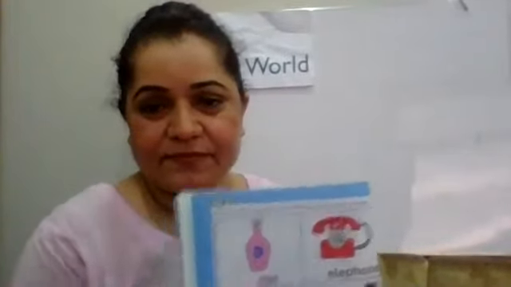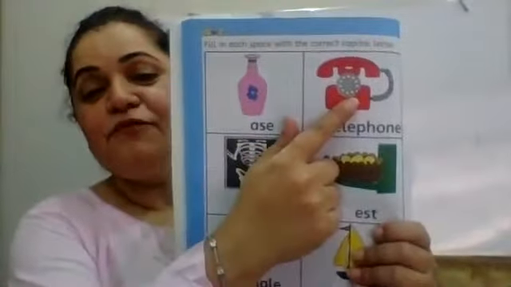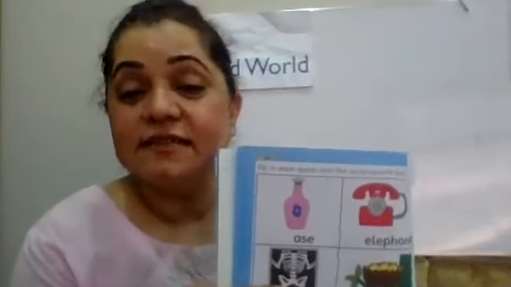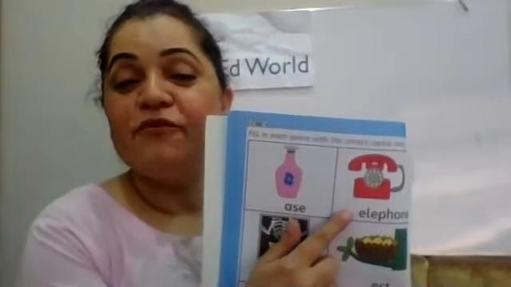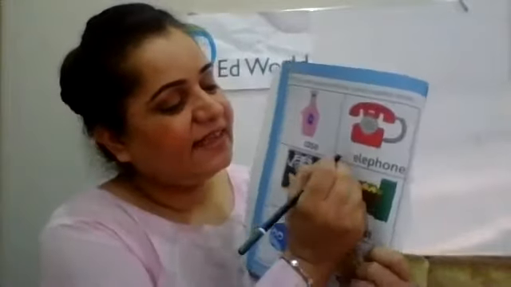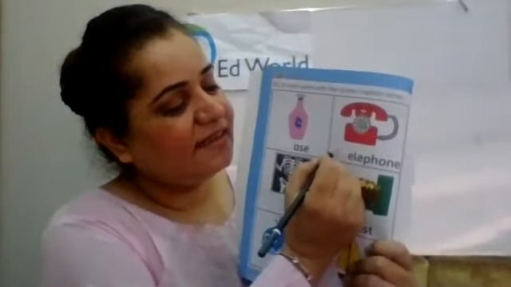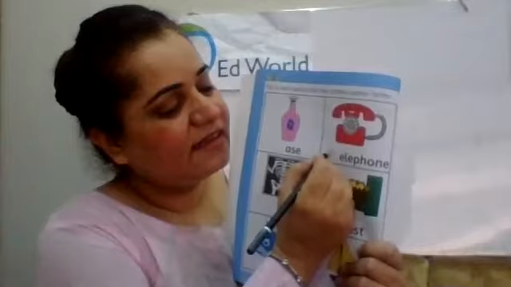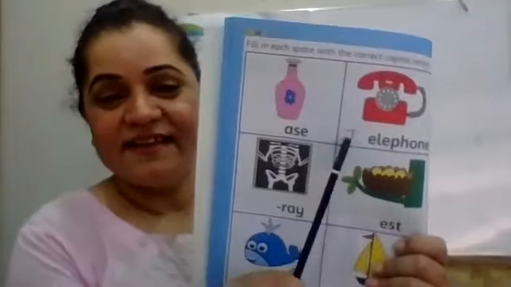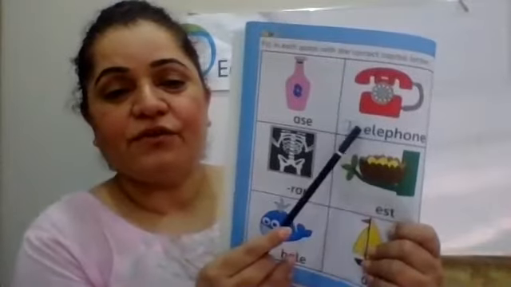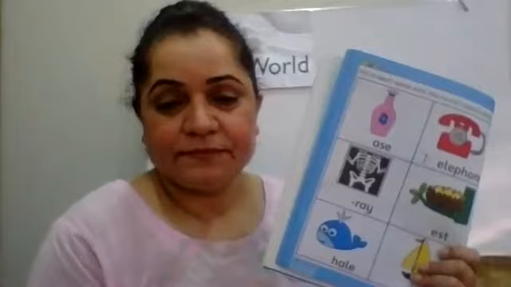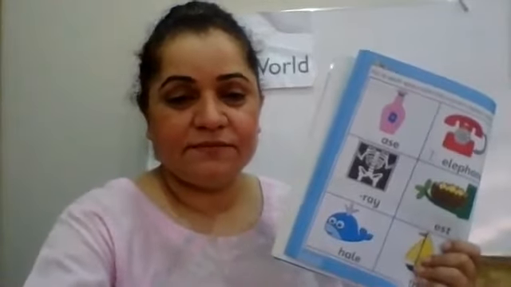Easy? Okay. Telephone. T is for telephone. So we are going to write here capital T, right? Write it over here near the E. That's good.